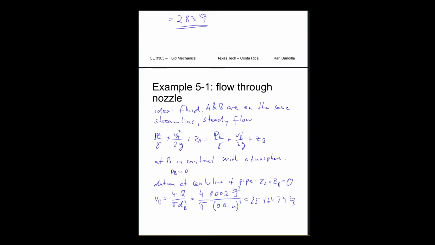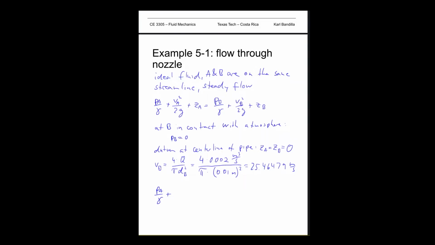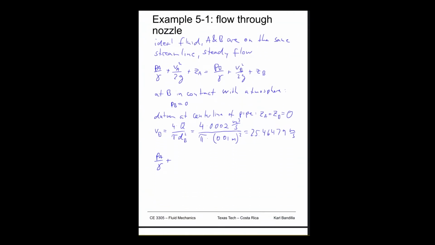Okay, so now I think we have all that we need. The only unknown is PA, right? So we can rewrite our Bernoulli's equation. So we know that PA over gamma plus VA, let's wait maybe until later until we plug all those in, otherwise it might get too messy. So we have PA plus VA squared over 2G.